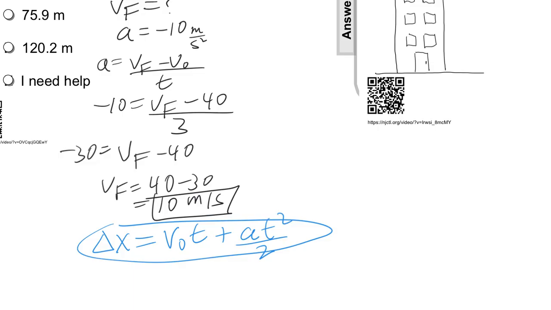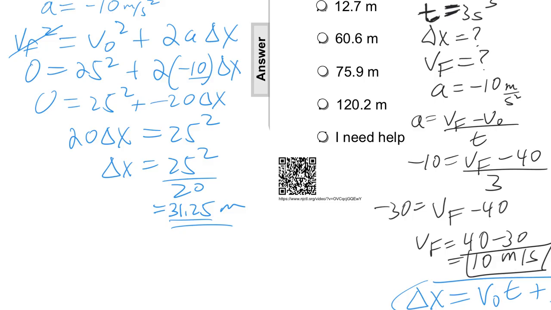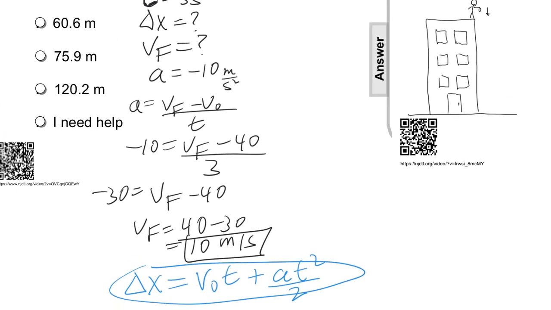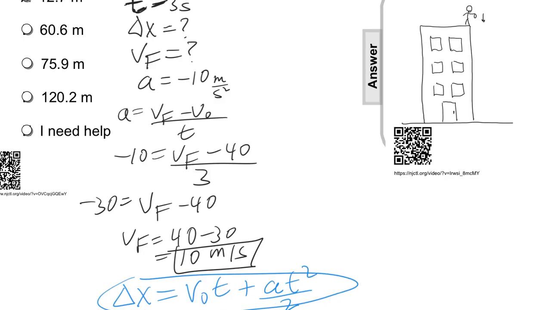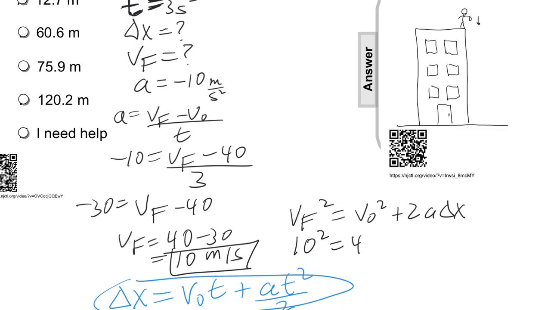Again, there's multiple ways to do these. I just picked a trickier way because I don't want you to accidentally do it this way with VF equals 0, because you would have gotten a totally different answer. So I'm going to go VF squared equals VO squared plus 2A delta x. So 10 squared equals 40 squared plus 2 times negative 10 times delta x.